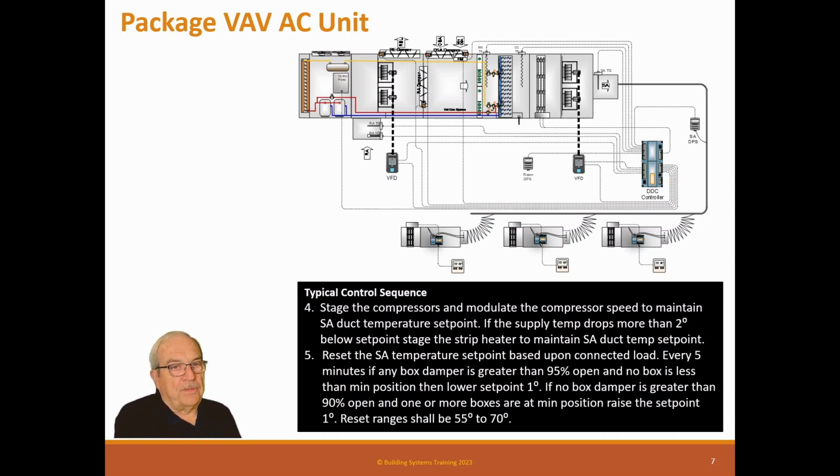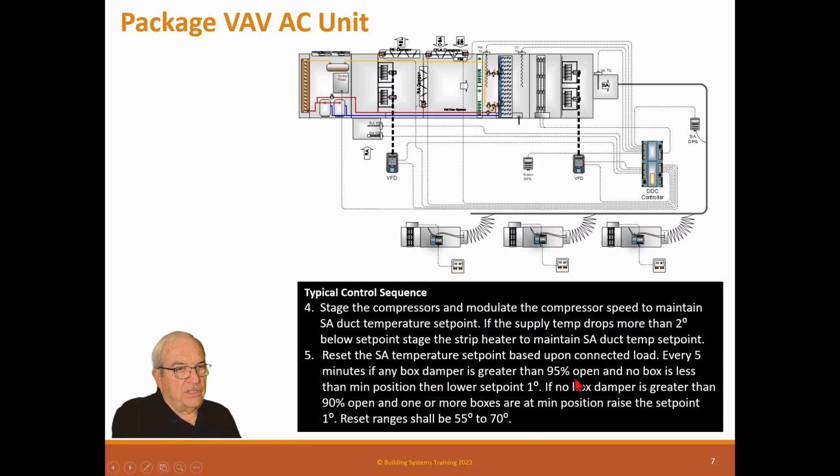If no damper is greater than 90% and one or more dampers is at minimum position, then we'll do the opposite. We'll raise the air. If it gets too cold in the space, we'll raise it 1 degree. And the reset will be 55 to 70 degrees. And that works really well.